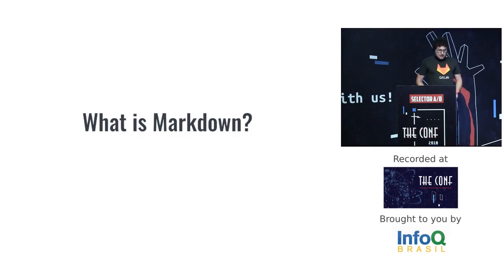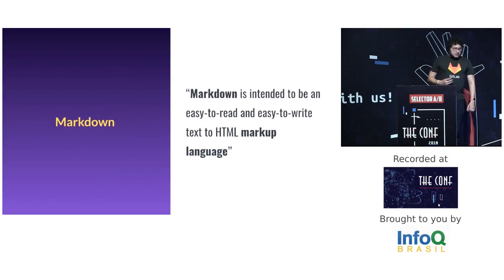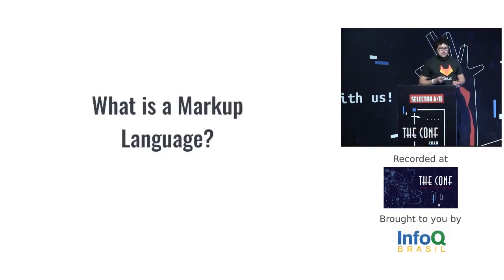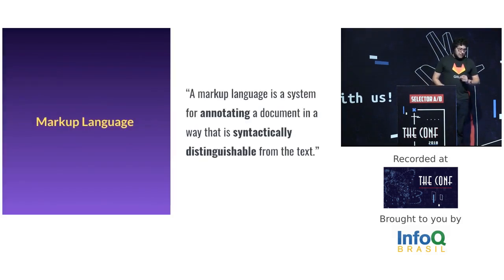Let's start by talking about what Markdown actually is. Markdown is intended to be an easy-to-read and easy-to-write text-to-HTML markup language. By looking at this formal definition, we kind of have some questions. What is actually a markup language? A markup language is a system for annotating a document in a way that is syntactically distinguishable from the text itself.